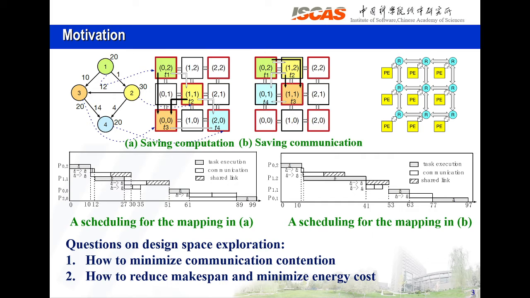For example, we give two mapping figures with computation and communication concerns, respectively, and we show the corresponding scheduling figures for these two mappings. To make the example clear, only one task is executed on each processing element. We can see that the main span of A is 99 and B is 97. Here, two questions are raised on design space exploration. One is how to minimize communication contention. The other one is how to reduce main span and energy cost. They are also the motivations of our research.